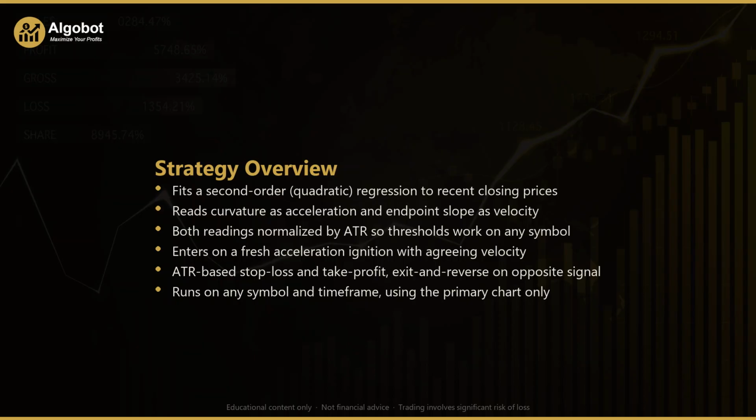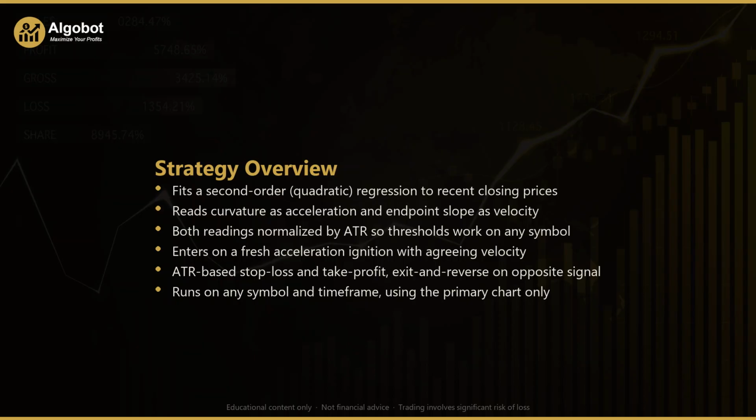From that fit, it reads two things: the curvature, which is the acceleration, and the slope at the newest bar, which is the velocity. Both are divided by the average true range, so the numbers mean the same thing on any symbol or time frame. The market it trades is up to you. Because everything is normalized by volatility, the same settings can be applied to foreign exchange pairs, indices, metals, or any instrument your broker offers, on whatever time frame you choose. The strategy only ever looks at the primary chart it is attached to.